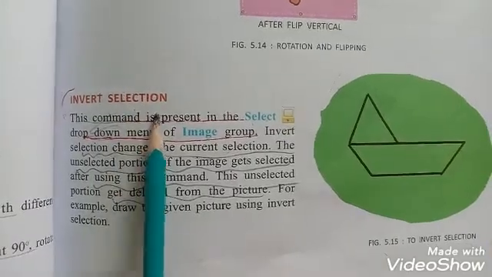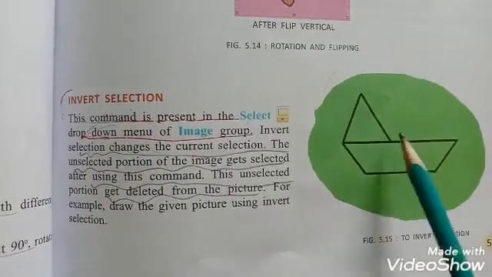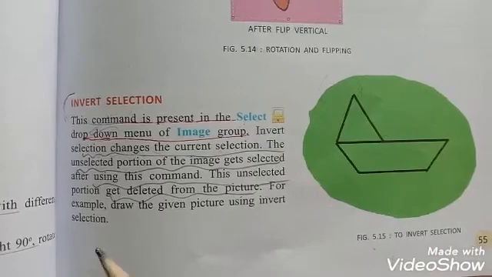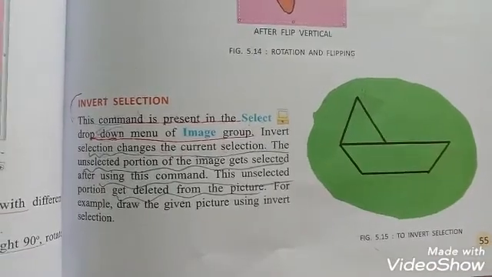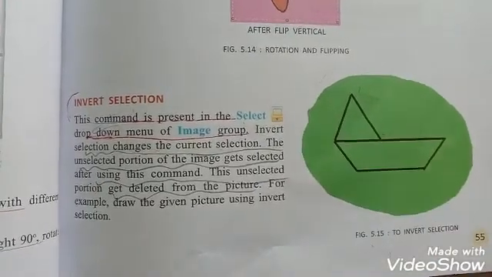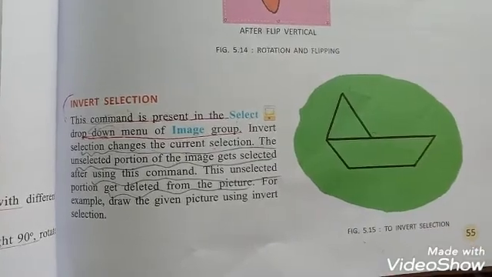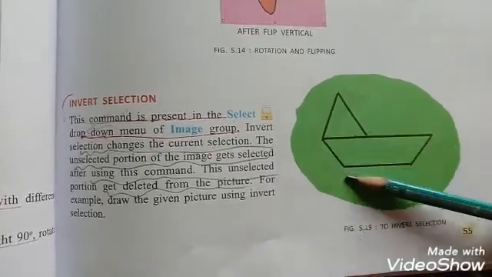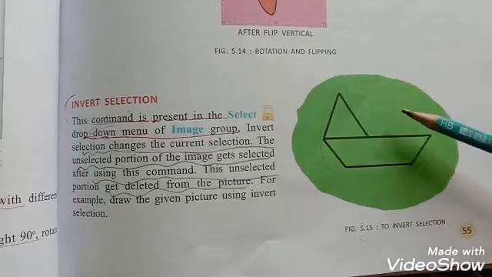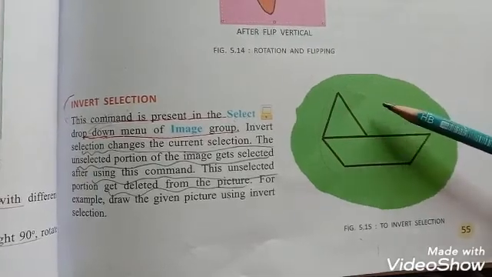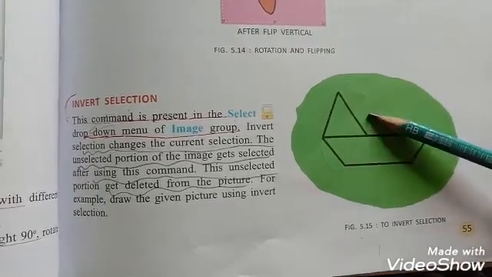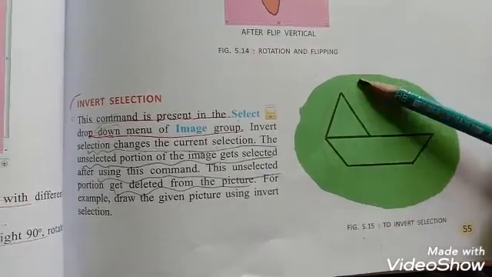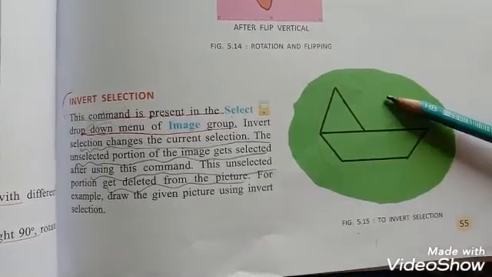Our first topic is inverse selection. Inverse selection means we can change the current selection of an image and select the image part and delete the unselected part of the picture.